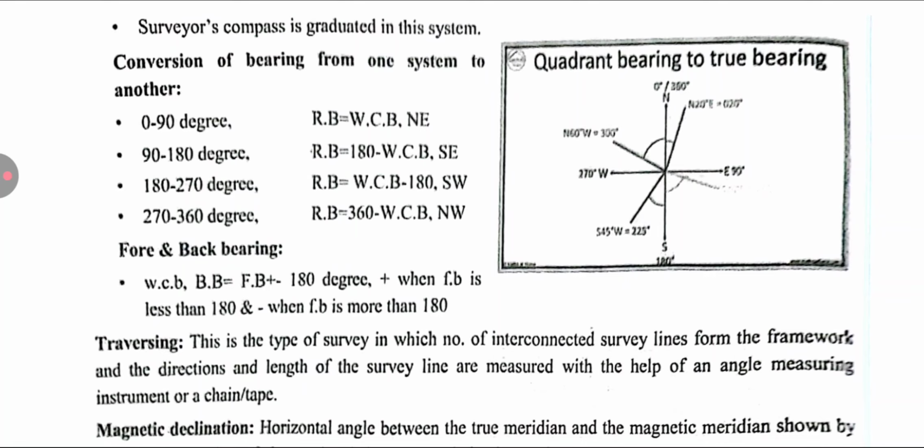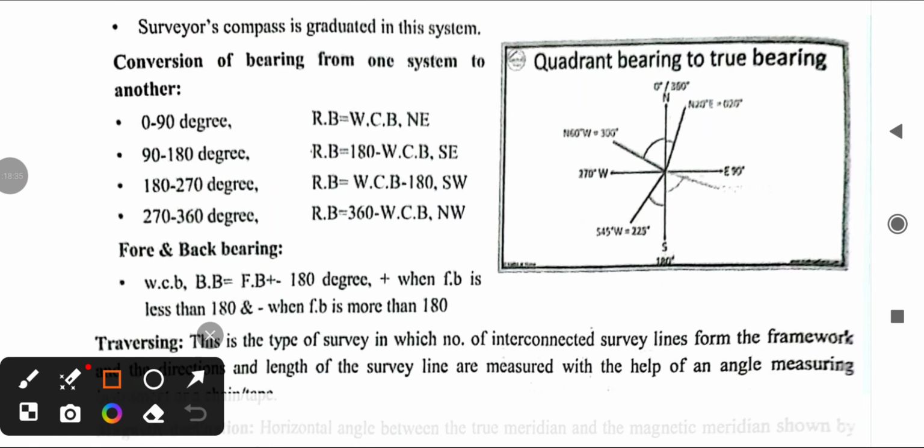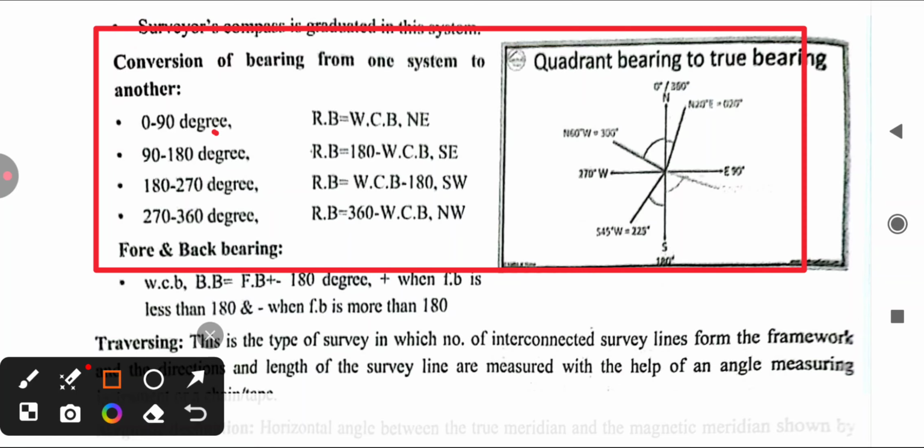Then, conversion of bearing from one system to another. How can we convert quadrantal bearing to the other system? From 0 to 90 degrees, the reduced bearing is the whole circle bearing. From 90 to 180 degrees, the reduced bearing is 180 minus the whole circle bearing, East. From 180 to 270 degrees, the reduced bearing is equal to the whole circle bearing minus 180, South West. And from 270 to 360 degrees, the reduced bearing is 360 minus the whole circle bearing, North West.